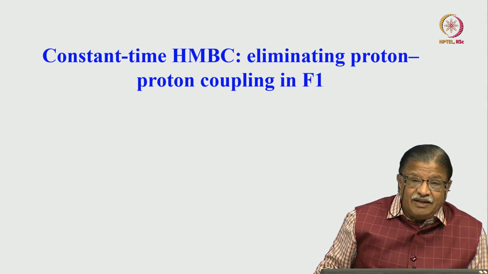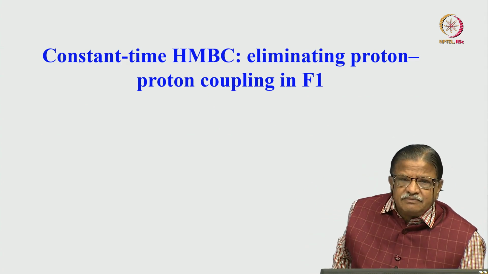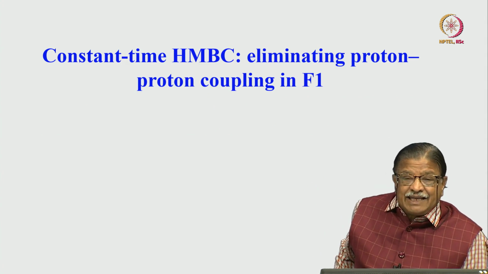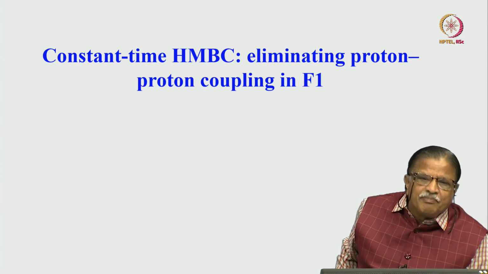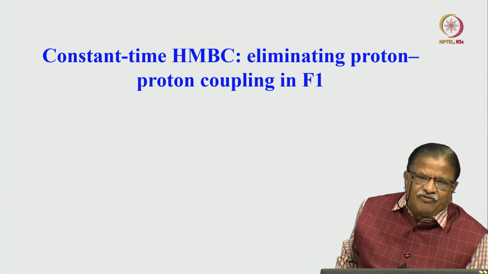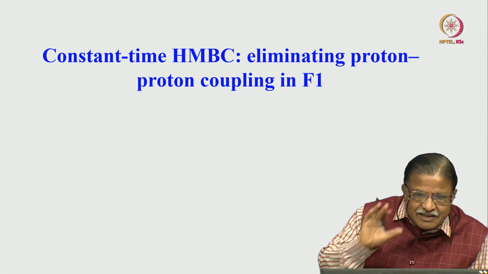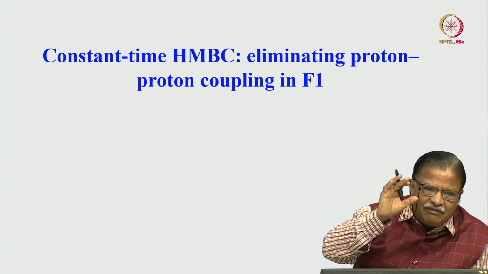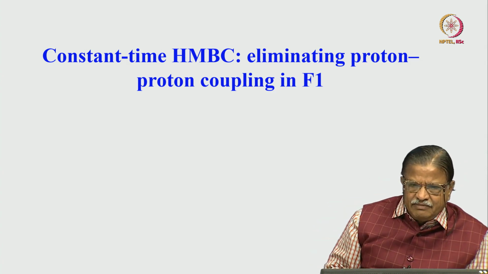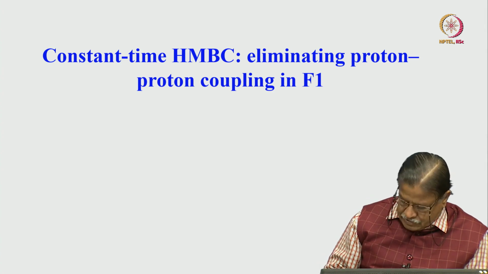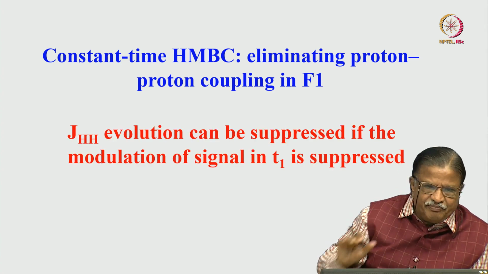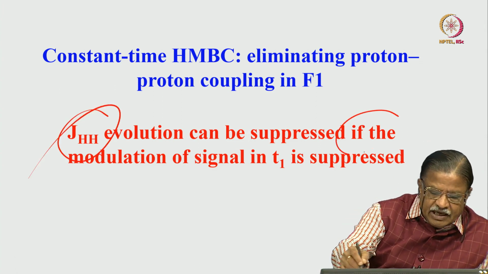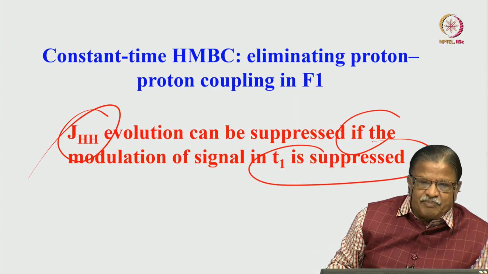One more experiment is there, another improved version of HMBC. It is called the constant time experiment, constant time HMBC, eliminating proton-proton coupling in F1. It is a very simple thing. How do you do it? Do not allow couplings to evolve in the T1 period. Keep it constant. If it does not evolve, then it is as good as decoupling, removing the 2JHH, for example. JHH evolution can be suppressed if the modulation of the signal in T1 is suppressed.